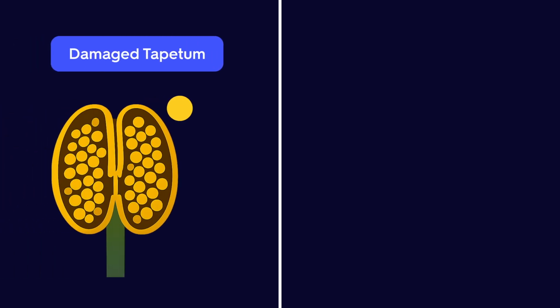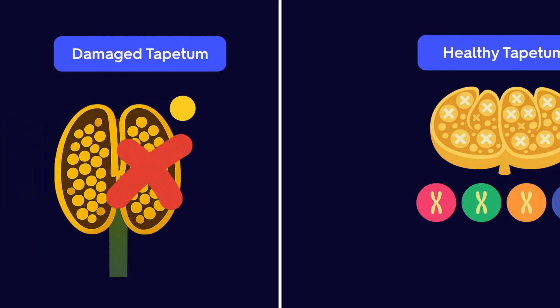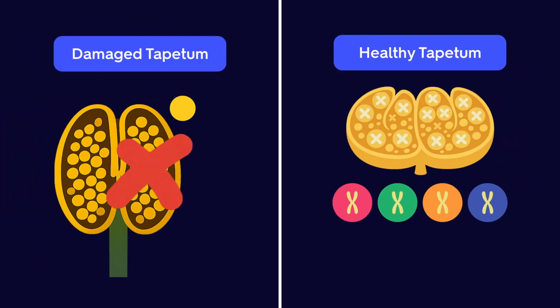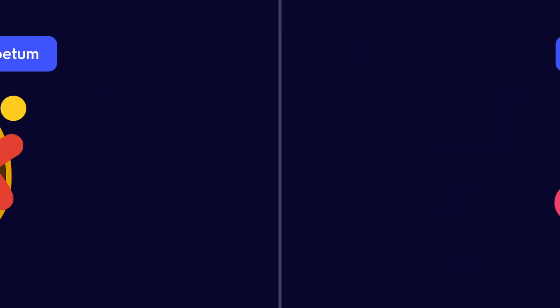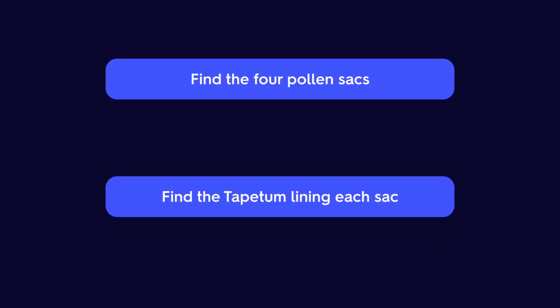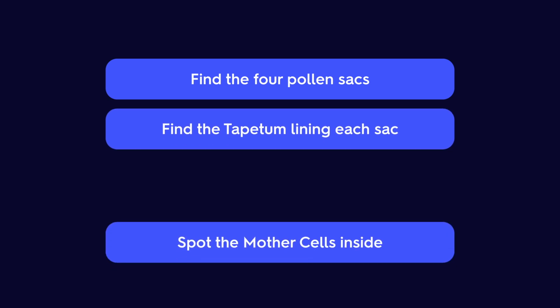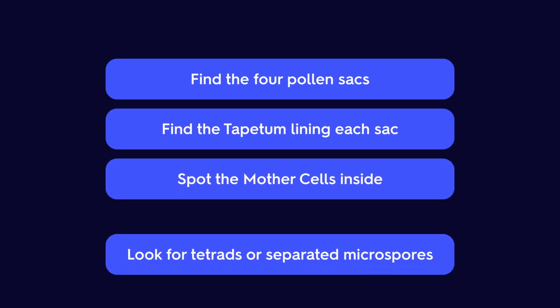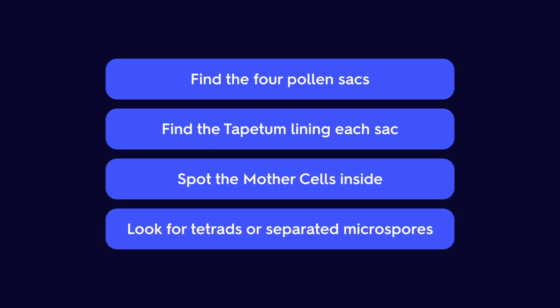Now let's deepen the idea. If the tapetum doesn't function properly, microspores may not get enough support, or tetrads may not separate well, leading to fewer viable pollen grains. When you see an anther diagram, try this checklist. Find the 4 pollen sacs, find the tapetum lining each sac, spot the mother cells inside, and look for tetrads or separated microspores, depending on the stage.